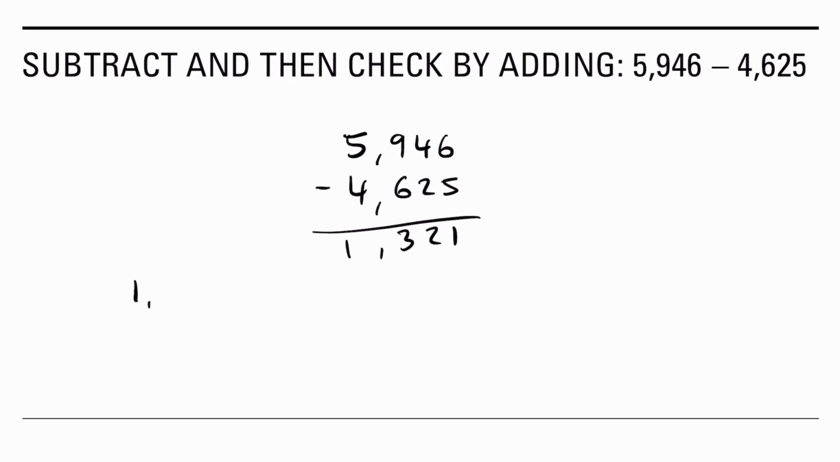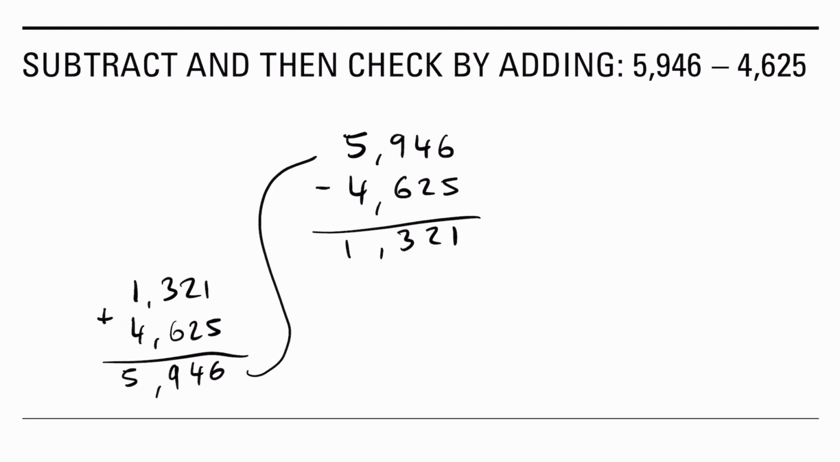Now when we add 1,321 and 4,625, we should get 5,946 back. So 1 plus 5 is 6, 2 plus 2 is 4, 3 plus 6 is 9, comma, and then 1 plus 4 is 5. And so we do get that back. So we know we're correct.